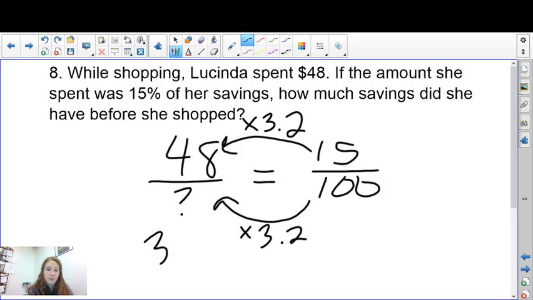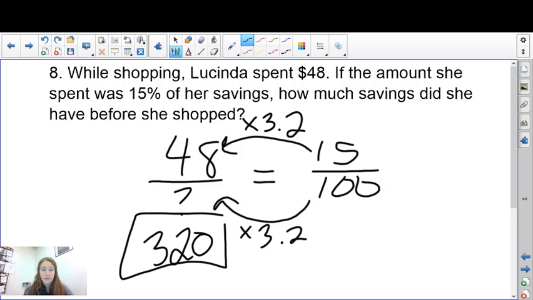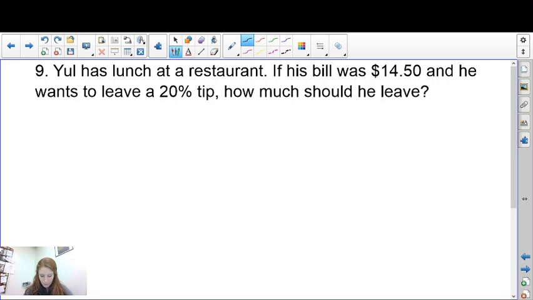So I should get 320, which is letter I. So number 8 is I. Number 9. This guy has lunch at a restaurant. His bill was $14.50 and he wants to leave a 20% tip. How much of a tip should he leave?